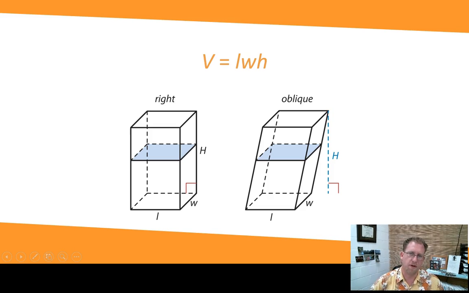Here's just a picture that will help us with a couple of the different concepts we've just explored. So the volume of this prism is length times width times height, and that will give you the volume of this prism. And it doesn't matter if it's right or oblique. Right means straight up and down, oblique means kind of slanty, okay? These two prisms, as long as they have the same height, will have the same volume.